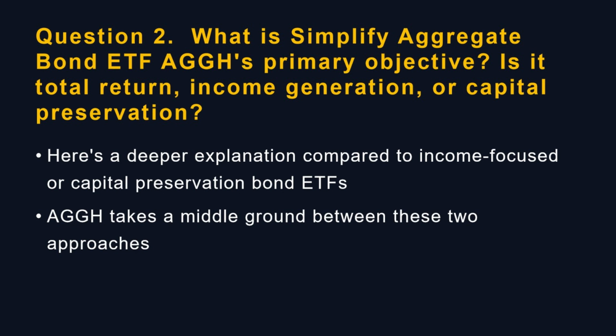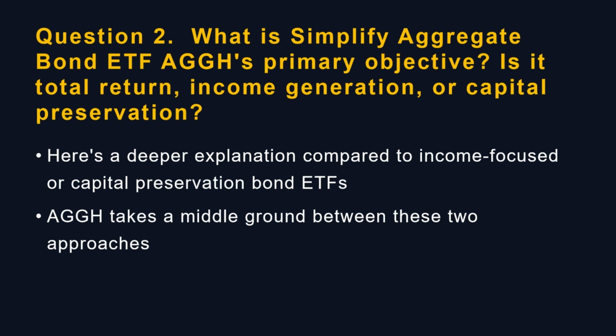Income-focused bond ETFs. These ETFs typically invest in high-yielding bonds, prioritizing generating regular income payments for investors. They might hold a larger allocation to corporate bonds and emerging market bonds, which generally offer higher yields, but also carry greater credit risk. Capital preservation bond ETFs. These ETFs aim to minimize share price volatility and return the principal investment amount at maturity. They often invest in short-term government bonds with low credit risk but also lower potential returns. AGGH takes a middle ground between these two approaches.